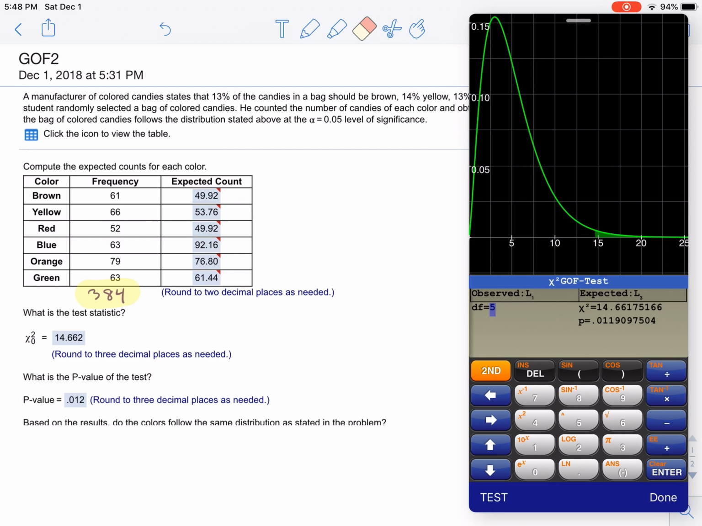And that's it. Now notice that my degrees of freedom are 5. I have to make that 5. So 1, 2. Notice that there's 6 colors, so 6 categories. The degrees of freedom would be k minus 1, so 6 minus 1 is 5.